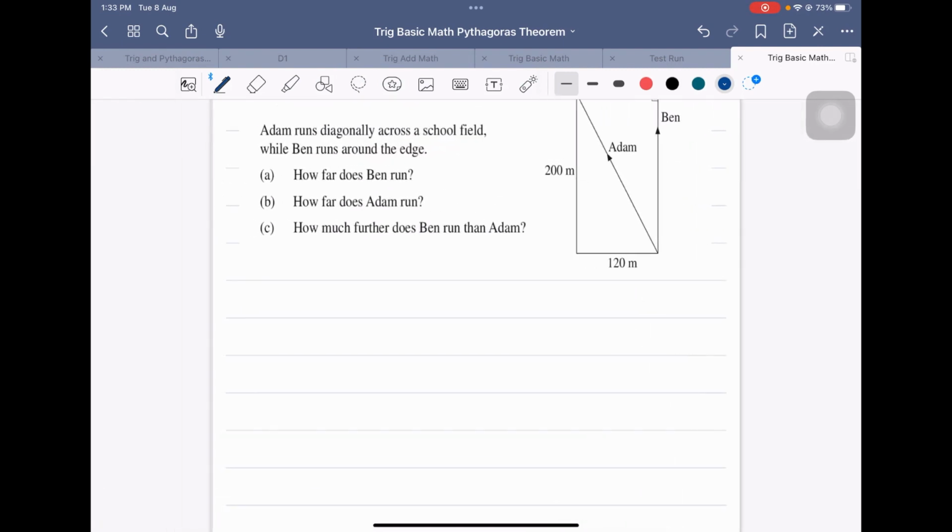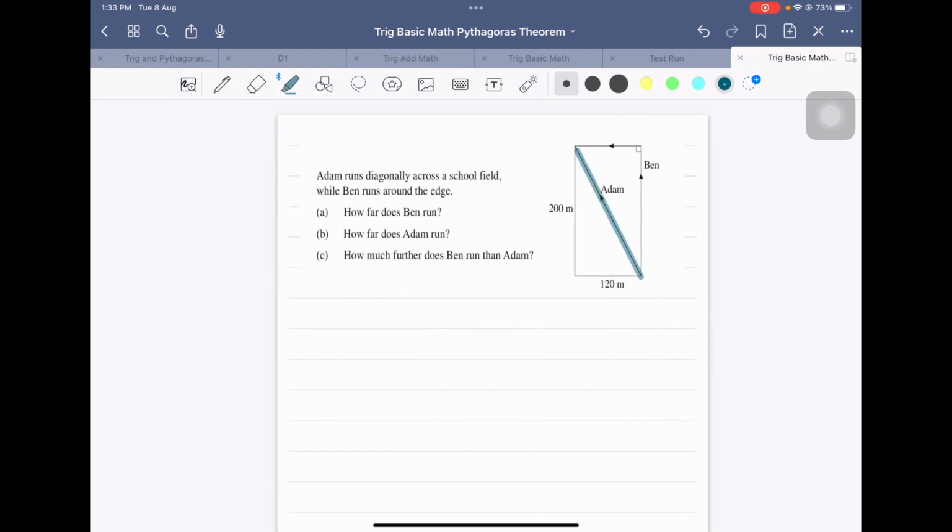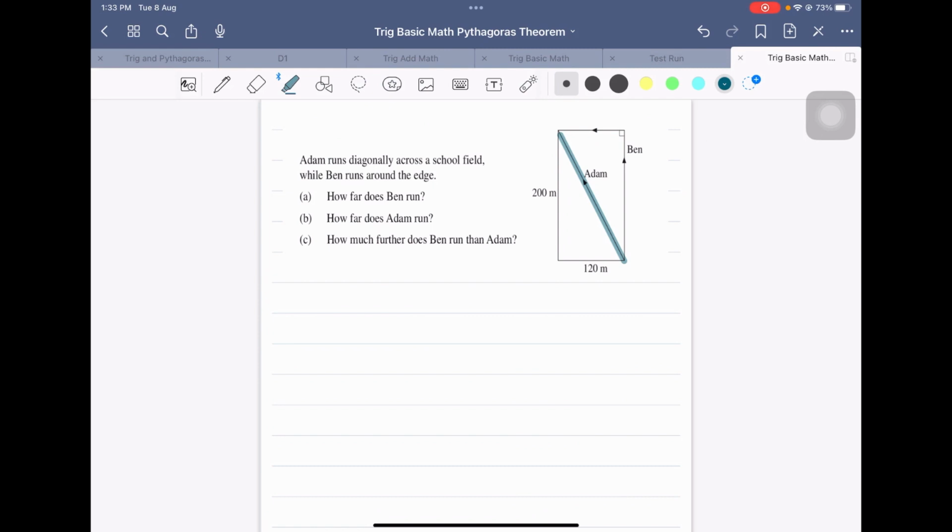Now let's look at another question here. Adam runs diagonally across the field. So this is the path that Adam took. And Ben runs around the edge. So this is the path that Ben had taken.